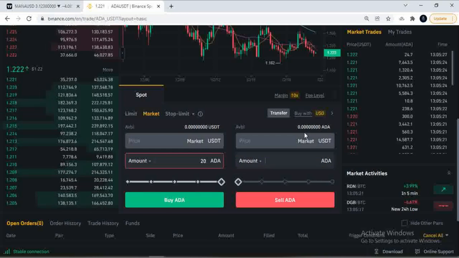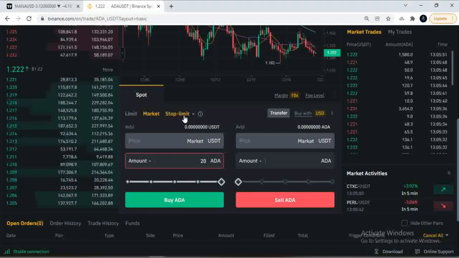So for spot trading, you need to have that asset for you to be able to sell that asset. Unlike futures trading, which you can also trade on. In futures, you don't need to own the asset, but in spot trading you need to own that asset.